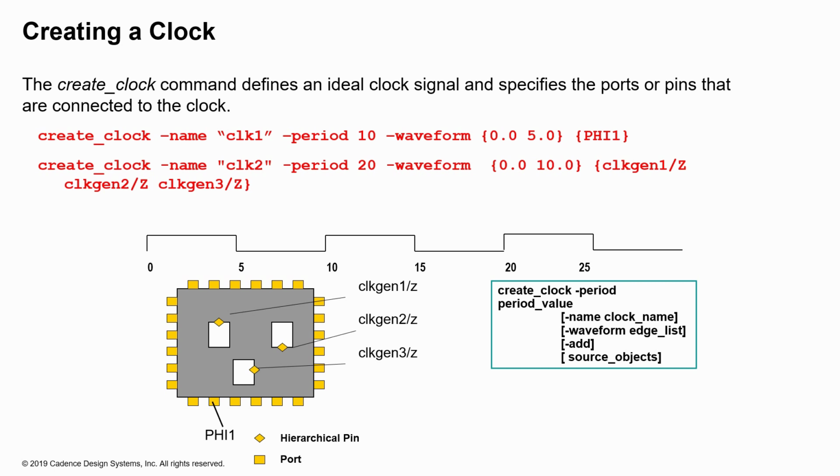Now you can use the clock 2 object to modify the clock signal on all the three pins, and basically if you need to change the period or you need to add uncertainty or things like that, it would be applied to all of these three clock pins.